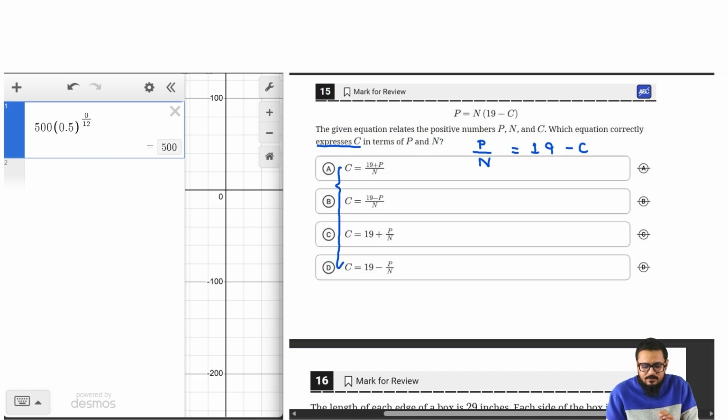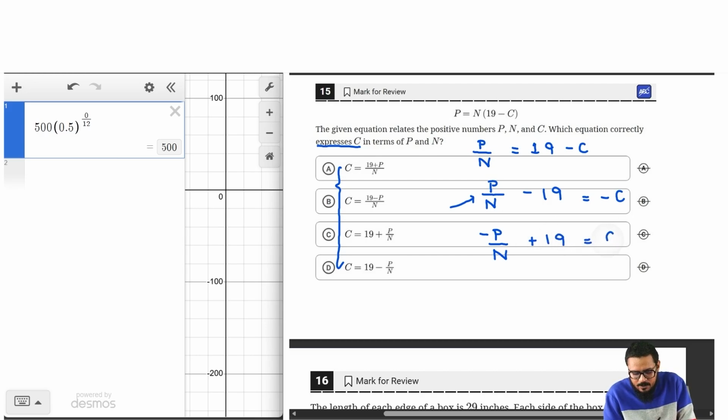Now, if you subtract 19 on both sides, you will have P over n minus 19 is equal to minus C. That's not C, that's basically minus C. So I'm going to multiply both of my sides by minus 1, on the left hand side and on the right hand side as well. Once you multiply every single term by minus 1, this becomes minus P over n, and minus 19 times minus 1 would be positive 19. And minus c times minus 1 would be positive c. So c comes out as 19 minus P over n, and that's mentioned in answer option D.